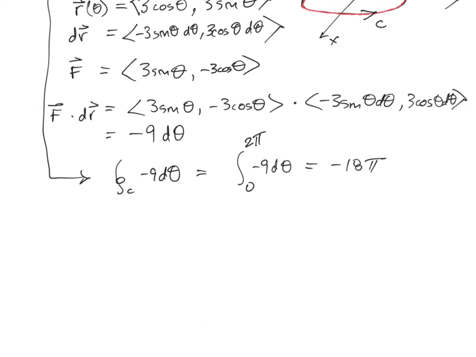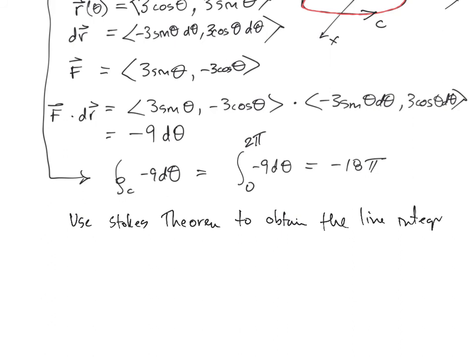So now in the final exam it says use Stokes' theorem to obtain the line integral. That does not mean solve the line integral again. Okay, you already did that in part A of the question. Use Stokes' theorem to calculate the line integral means calculate the surface integral that Stokes' theorem says the line integral is equal to. Okay? So we're going to calculate the surface integral.